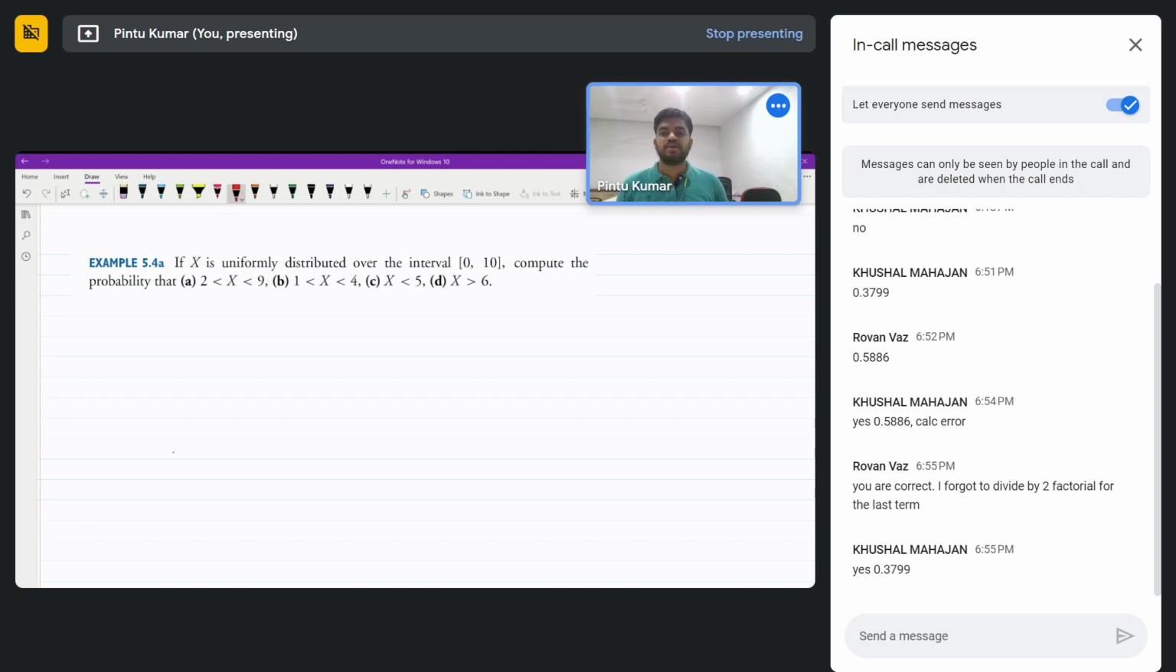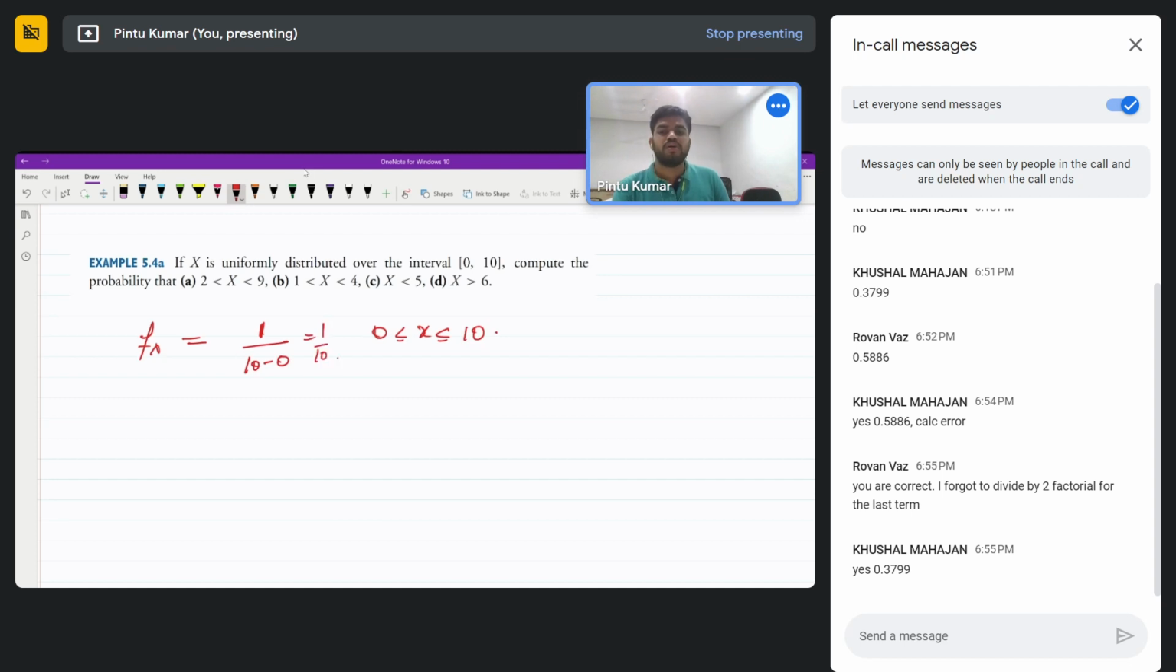The example says that X is uniformly distributed over the 0 to 10 interval. Compute the following probabilities. So f of x is given as 1 upon 10 minus 0 whenever your x is between 0 to 10, and this is 0 otherwise. This is nothing but 1 by 10.